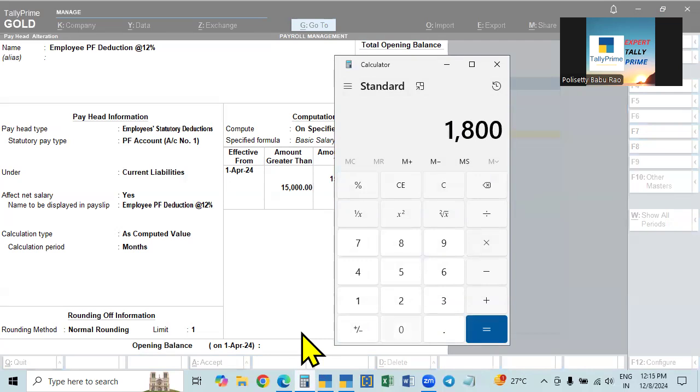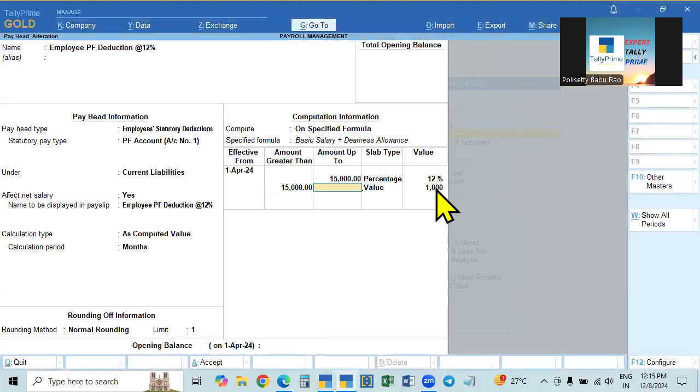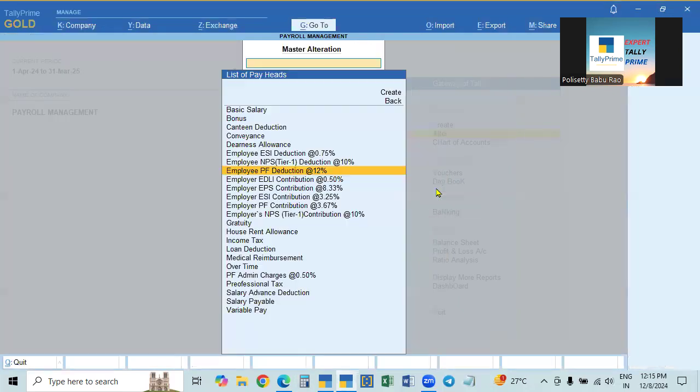If it is 18,000, for example, 12% is 2,160, but that will not be calculated. The maximum cap limit is 1,800 only, which is 12% on 15,000. So only 1,800 rupees we will put here. That's all. So there is no percentage, it is a value, a lump sum amount above 15,000. If the salary is more than 15,000, we should not calculate 12%. Only the lump sum amount will be taken. This is the first one.